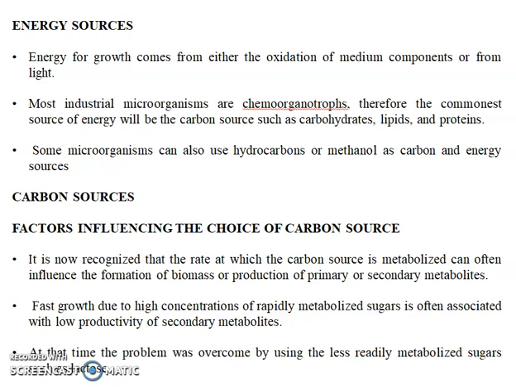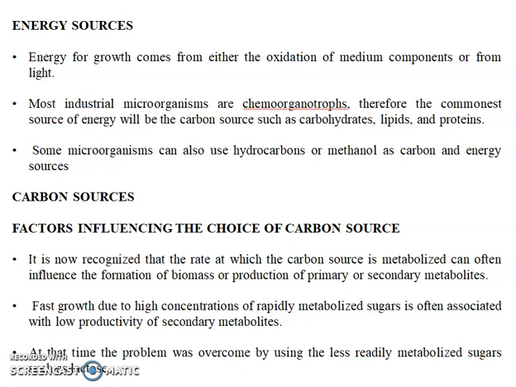So the growth of the organism is very high, and the sugars are rapidly metabolized, so there is no carbon source left, so there is a decline phase, so automatically there is low productivity of secondary metabolites. In such cases, that problem may be overcome by using a less readily metabolized sugar such as lactose. Instead of directly adding glucose to the media, you can add lactose, which will take time for metabolism. So that's what is mentioned.